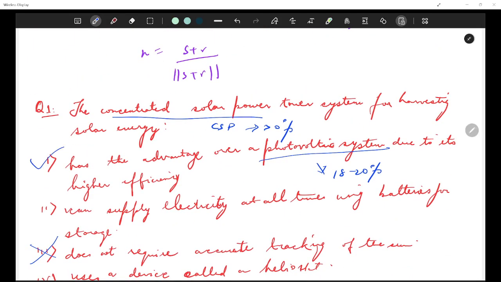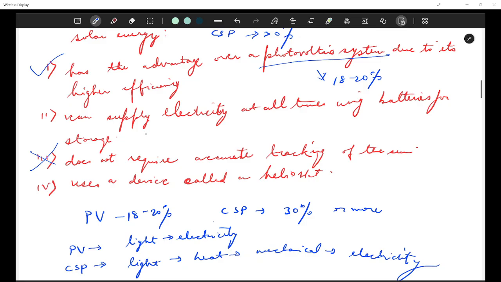Then in option B, we have that it can supply electricity at all times using batteries for storage. CSP towers typically store energy as thermal energy, and not in batteries. So they use molten salt storage or thermal storage tanks. This is the first reason.